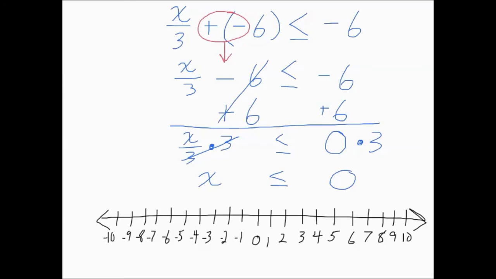So to graph that, we're going to put a circle above 0 on the number line. Now, since x might be equal to 0, we want to shade this circle in. So now it is a closed circle. And since x might be less than 0, we want to shade everything to the left. So there you have it. X could be anything less than or equal to 0.